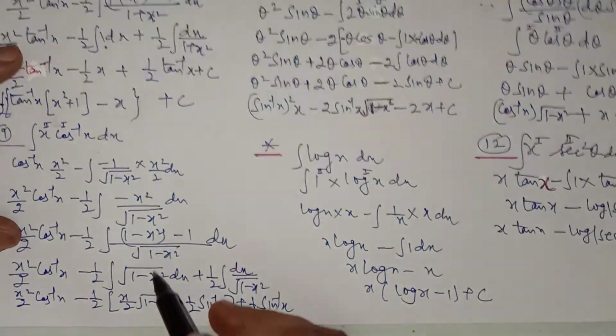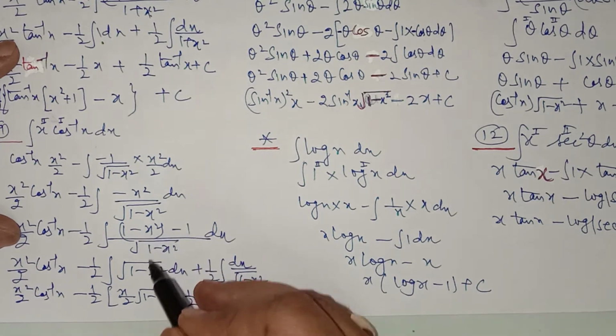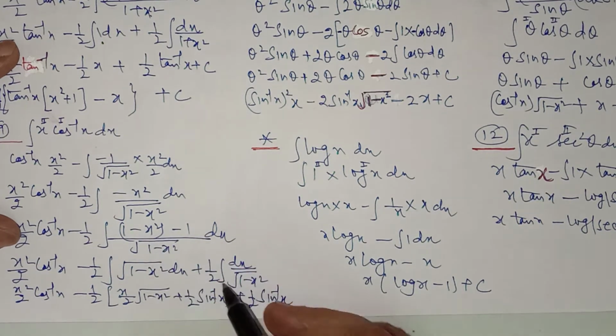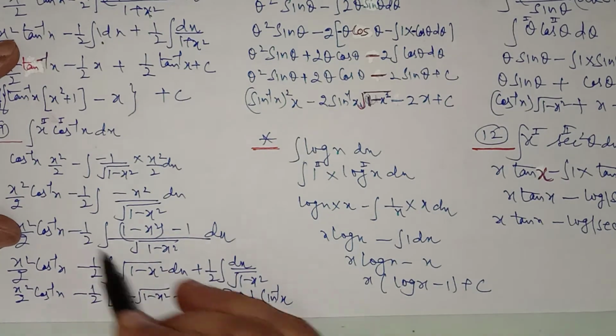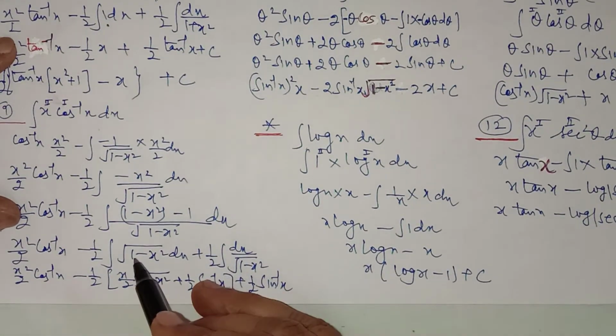I think you know how to divide by having the same base, and on division the power will be subtracted, or you know that x upon root x is root x. So 1 upon under root 1 minus x square, minus minus plus half, 1 upon under root 1 minus x square. So this is a special integral of under root 1 minus x square we have done in question number 8.